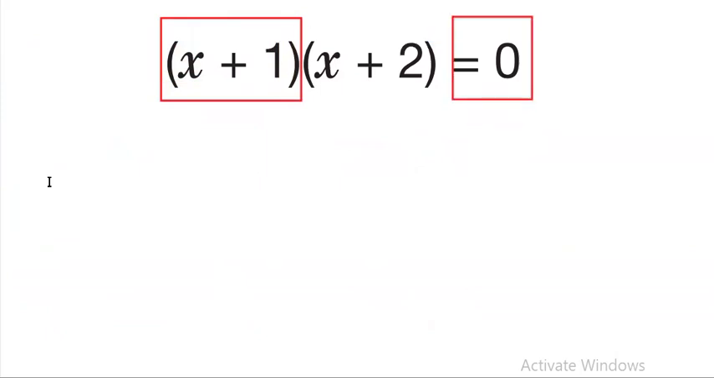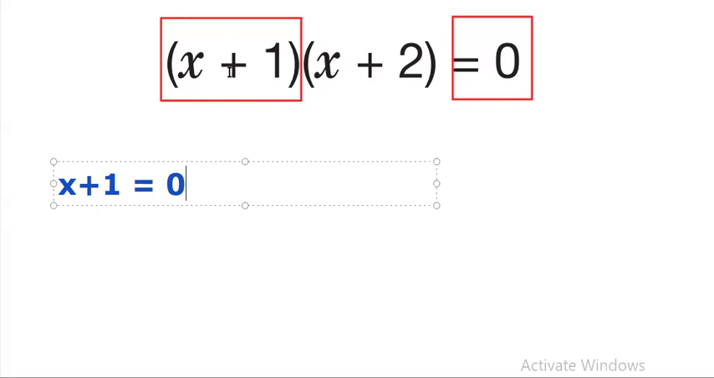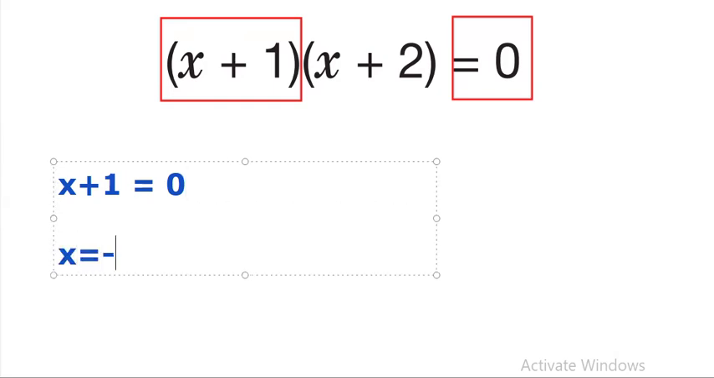So let's start with this. x plus 1 equals 0. That's the first part. And then you make x the subject. So I'm going to take the 1 to the other side. It's going to be -1. So x will equal -1. And this is the first answer for x.